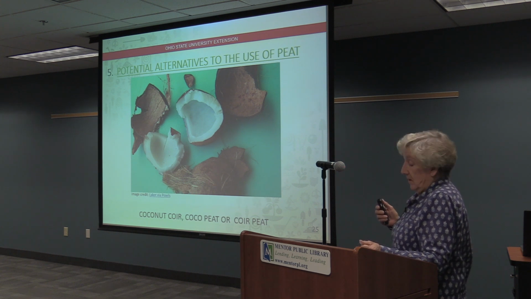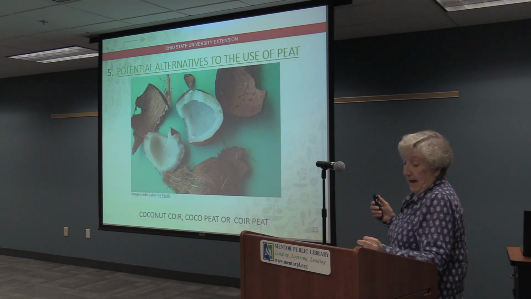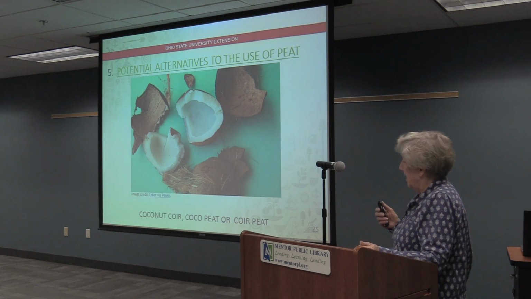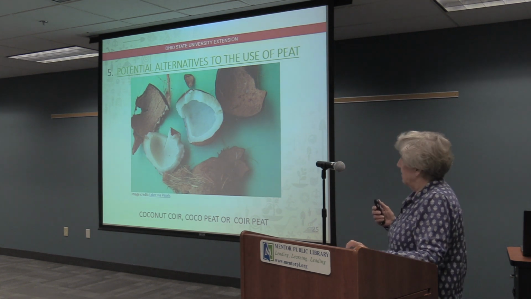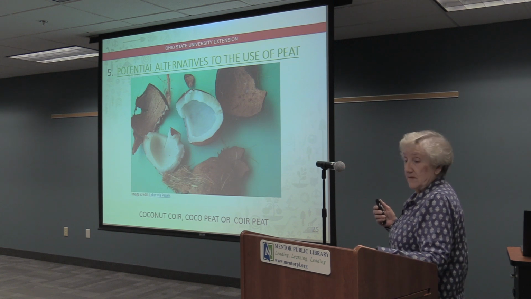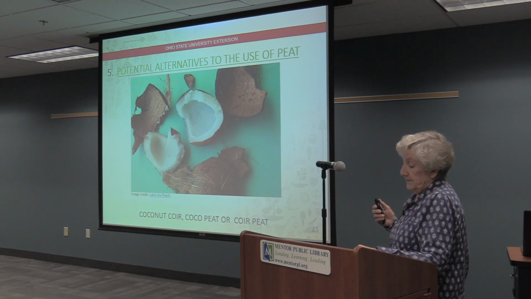So, what are the alternatives available to gardeners? How do the alternatives compare to peat, and what are their pros and cons? The first we'd like to look at is coconut coir. I think this is probably the one that most of us are familiar with.